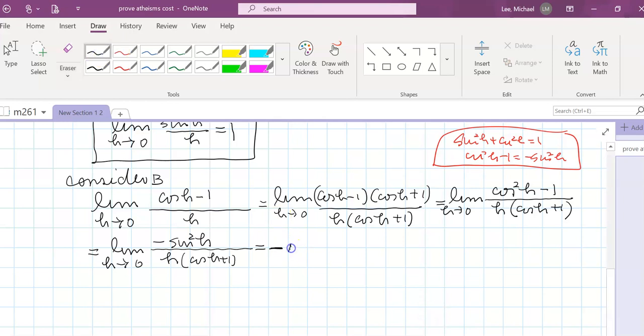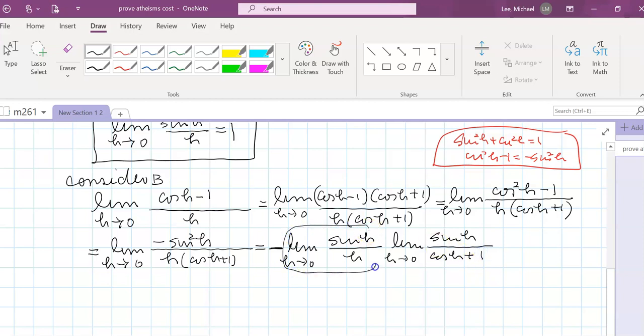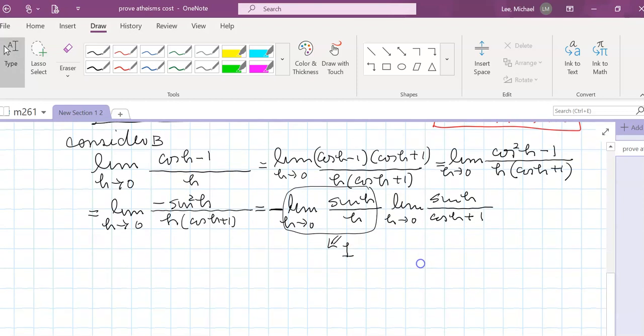So limit as h approaches 0, this is sine h over h, and then you can already separate the limit, and then this sine h over cosine of h plus 1. But we already proved this part is equal to 1. Now, what about this part?